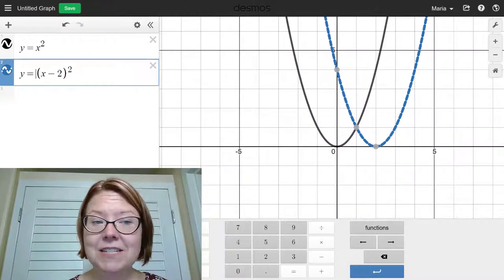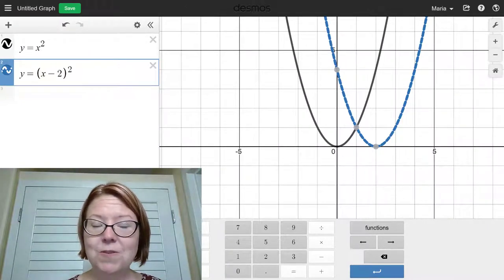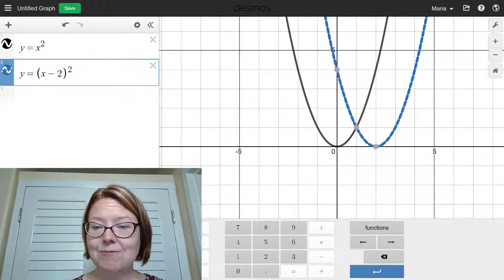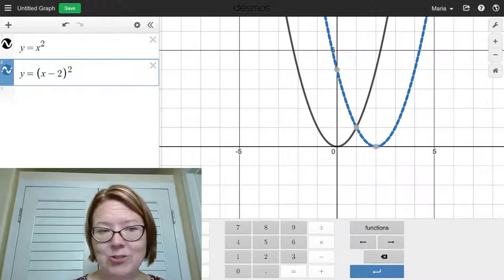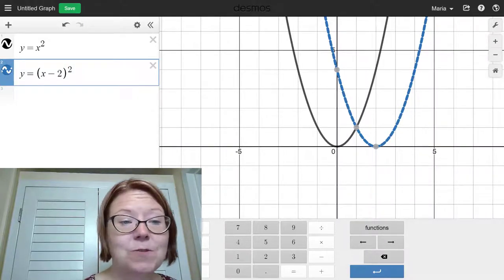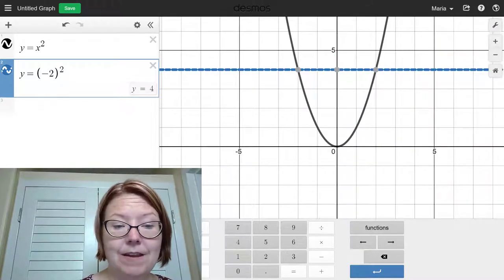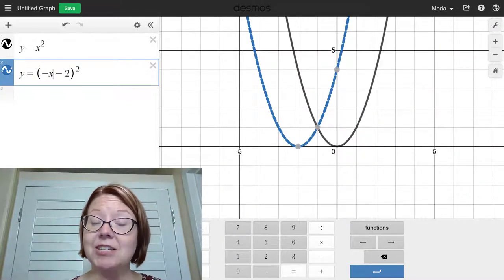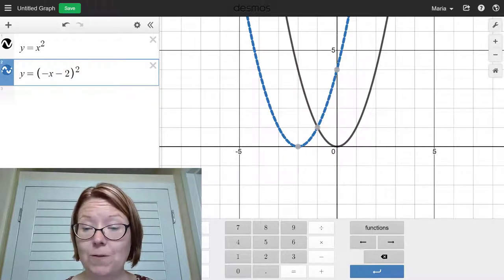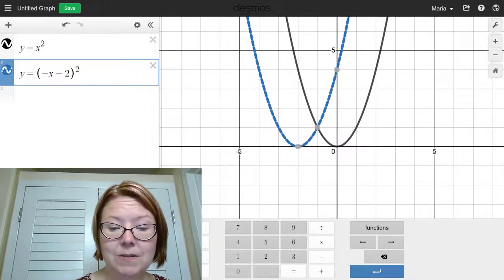So the first thing we did was move the graph to the right 2. That's (x minus 2) squared. And that looks good. The next thing we did was replace that x value with negative x instead. And you can see that that does have the effect of reflecting it over the y-axis. So our graphs look correct.